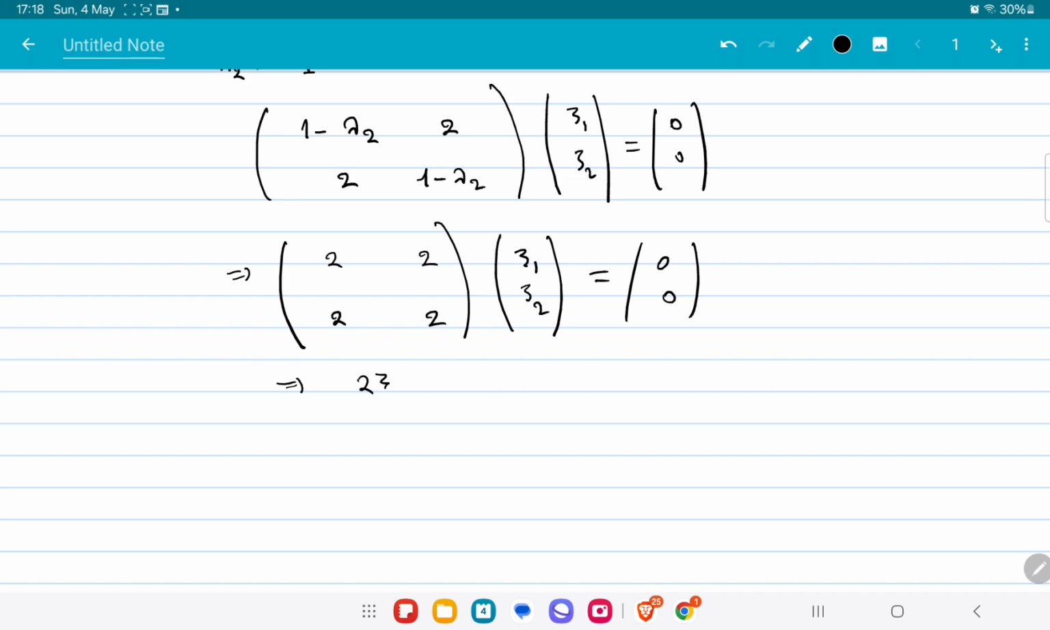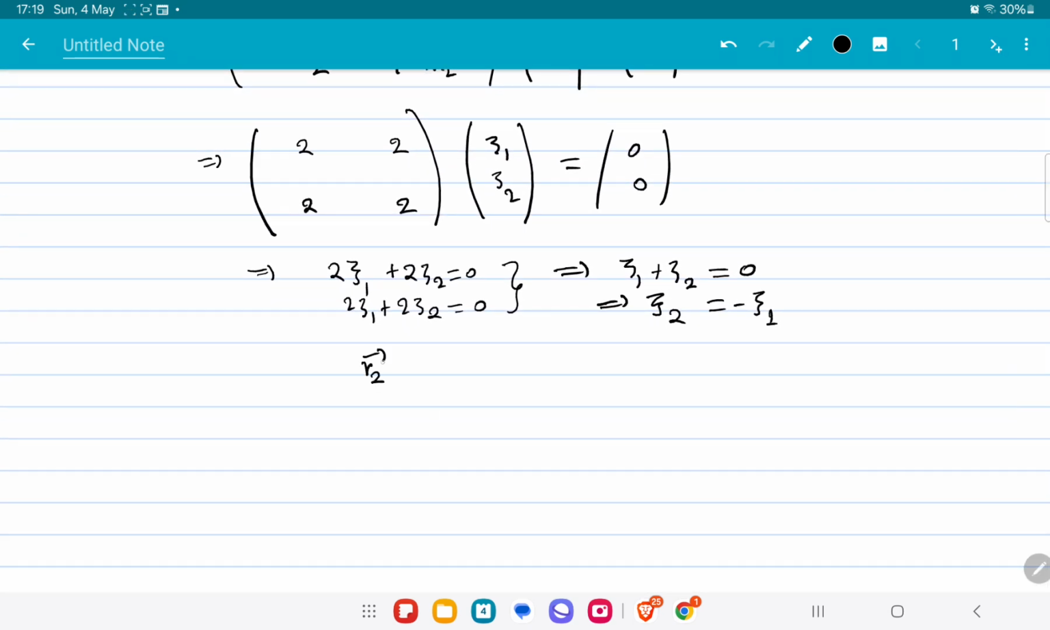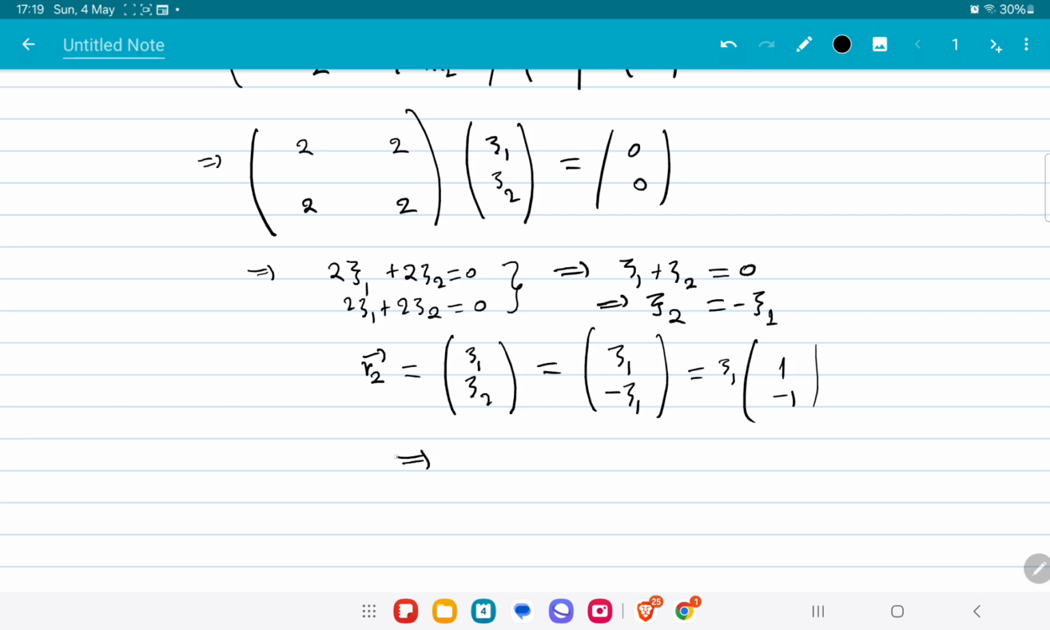From here I get only one relationship: 2 xi 1 plus 2 xi 2 is equal to 0. From here I get xi 1 plus xi 2 equals 0, and xi 2 equals minus xi 1. My eigenvector v2 consequently is going to be xi 1, xi 2, that is xi 1, minus xi 1. I can pull xi 1 outside and I have 1, minus 1. And if I put xi 1 equals 1, my v2 is going to be 1, minus 1.